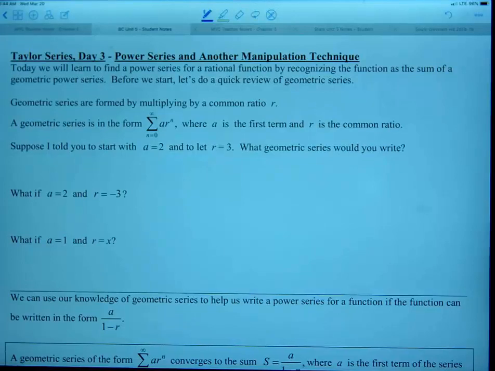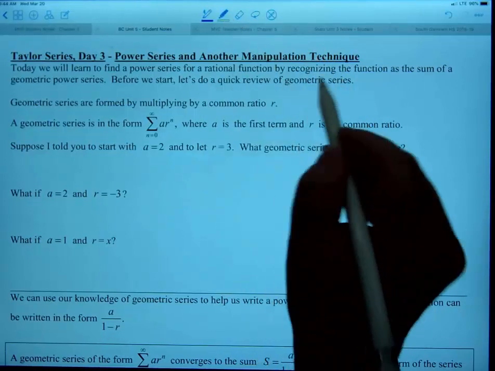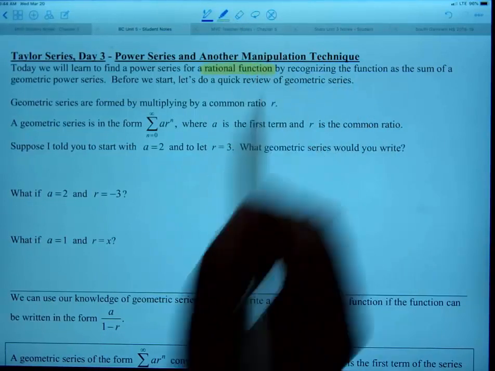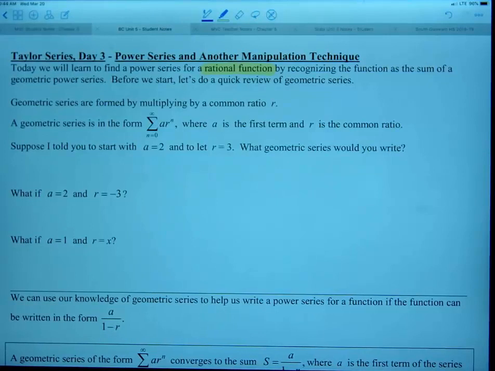Today is day 3 of Taylor series, and what we're going to learn how to do today is to build a Taylor series very quickly using a specific type of function. So, we are going to be dealing with functions that are rational. What's the root word of rational? Ratio. The mathematical root word is ratio, and ratio means what? A fraction. So all of the functions you're going to see are going to look like fractions.